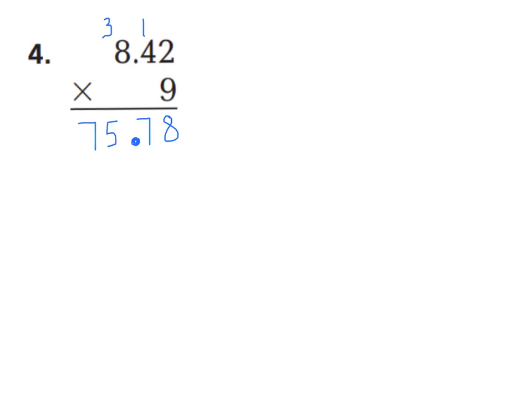All right, let's see if our answer is reasonable. 8 42 hundredths is pretty close to 8. So let's go ahead and just call that 8. 8 times 9 is 72. But remember, this is greater than 8 wholes. So our answer or our product needs to be greater than 72. And it is. It's 75 and 78 hundredths. Therefore, our answer is reasonable.